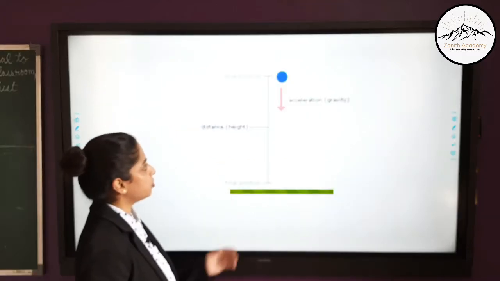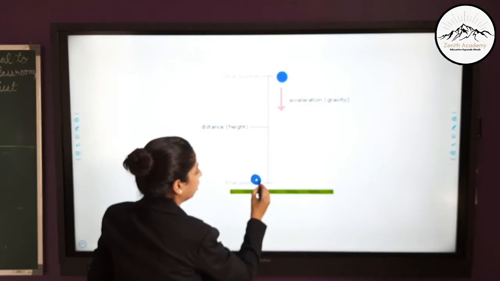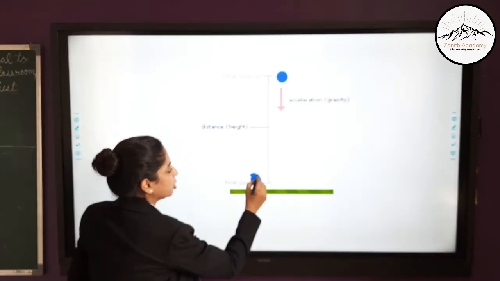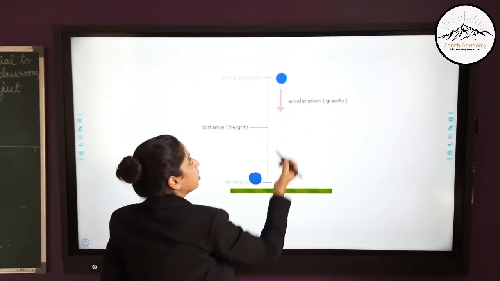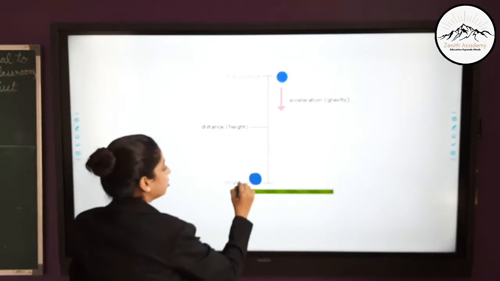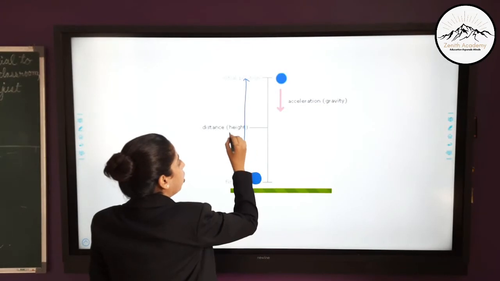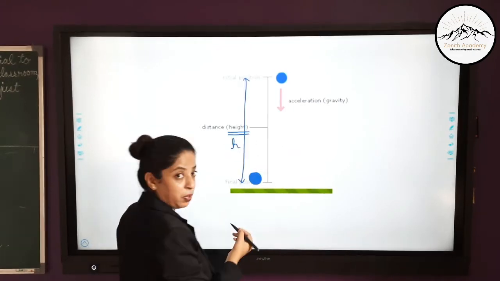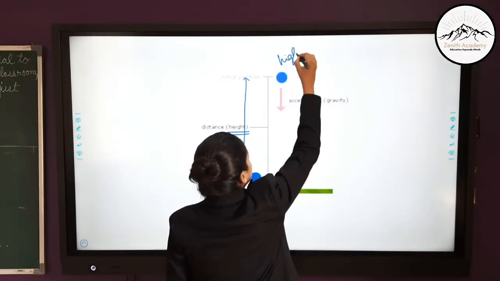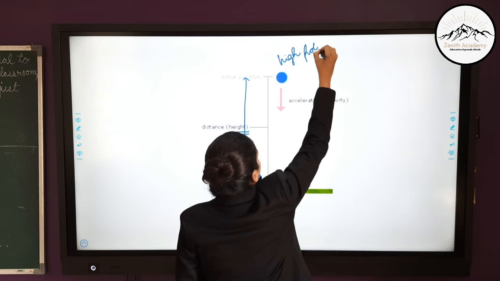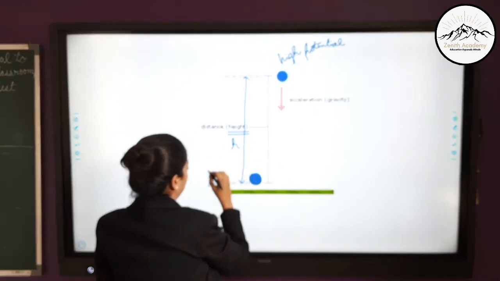So students, if you see there is a ball and if that ball is initially down here, then you say its potential energy is very less because it is very close to the ground. Now at this position its potential energy is high because it is at a distance h above the ground, and because of this height it has high potential energy. So we say that this is at high potential and initially it was at low potential.